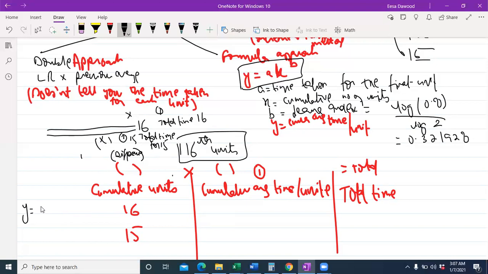What was the time taken for the first unit? Time taken for the first unit was 12. And what are the cumulative units? Now x would be the cumulative number of units. What are the cumulative number of units? 16 and 15. Taking the difference will give me the time taken for 16. So it will be 16 raised to the power of this learning index.